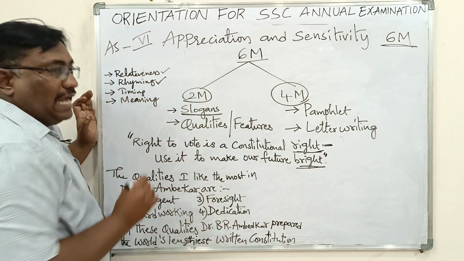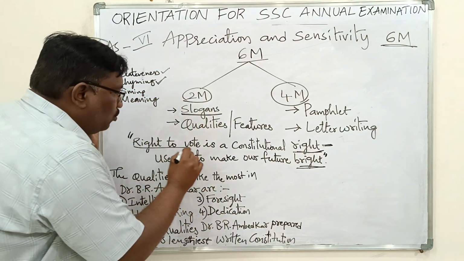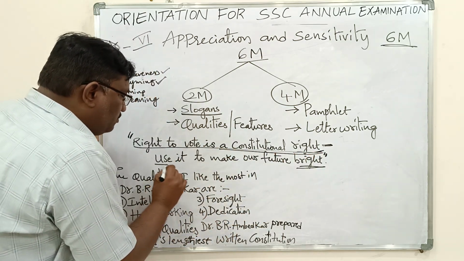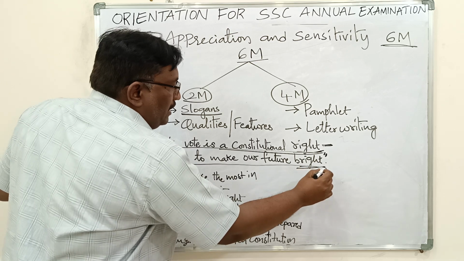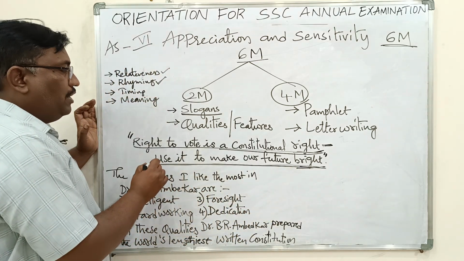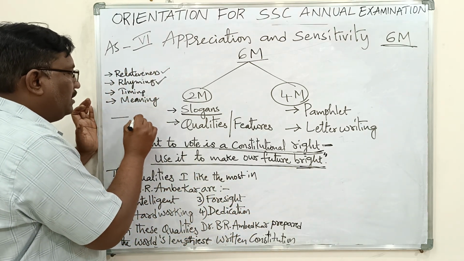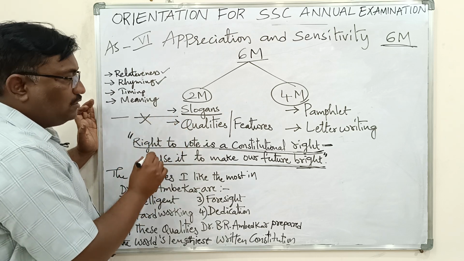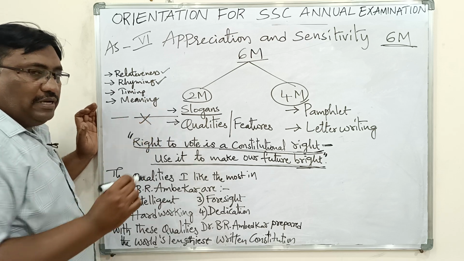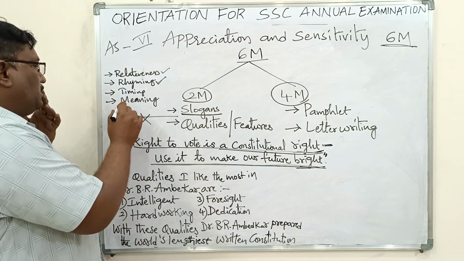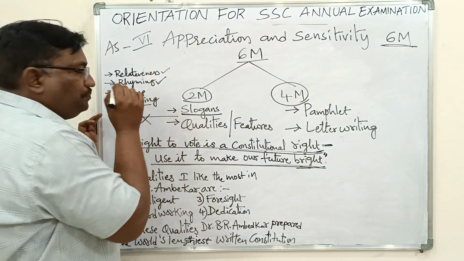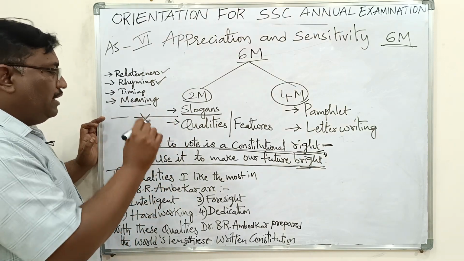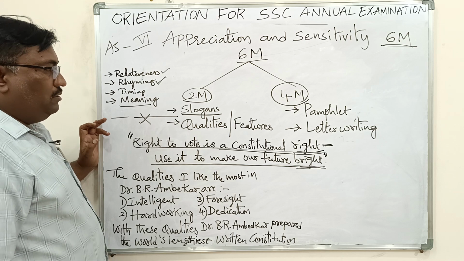Next, timing. Timing in the sense, the time taken to read the first part of the slogan should be approximately equal to the time taken to read the second part. So it should not be like one is short and one is lengthy. It should be avoided. The 2 parts' reading time should be approximately equal. Coming to the last one, that is the meaning. Our slogan should have a meaning. Then only it will be considered a slogan.